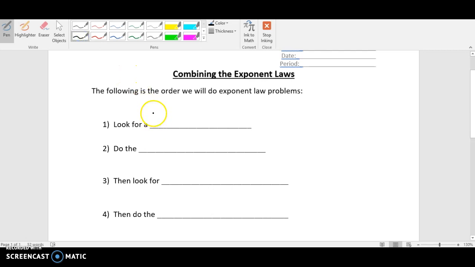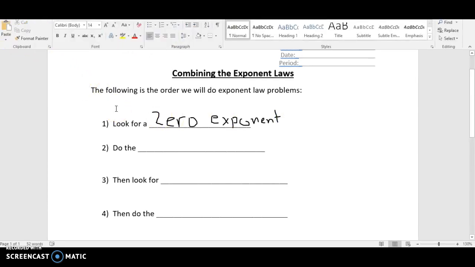The first thing I'm going to have you do is look for a zero exponent. If you see one of those zero exponents, so anything raised to the zero power, you do not have to follow any other steps. It's kind of like the secret shortcut. You see a zero exponent, you should be jumping for joy, because you can skip the rest of the problem. Once you see that zero exponent, you know that the answer is going to equal 1. So zero exponent means your answer equals 1.